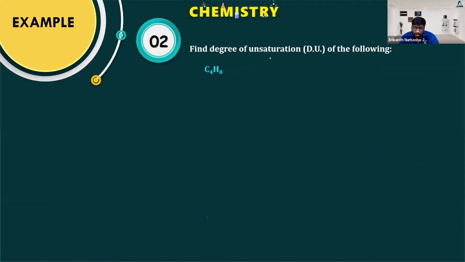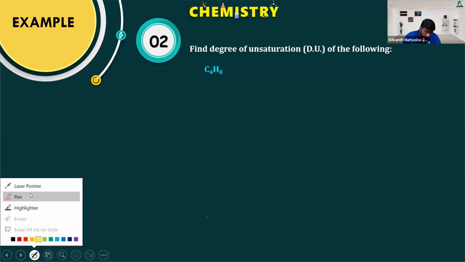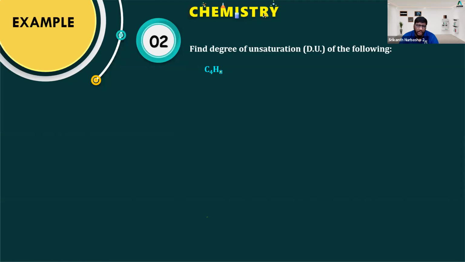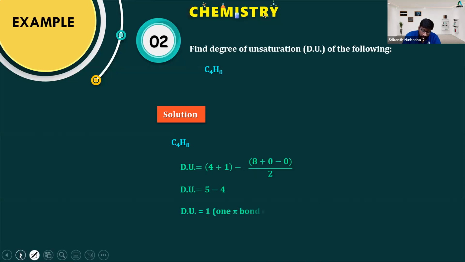Try to solve with the degree of unsaturation, or double bond equivalent, or index of hydrogen deficiency, for C4H8. Try to figure out using the same formula. C4H8 means you will immediately get an idea that it can be a cycloalkane, or you are going to have an alkene system, right? Number of carbons 4. 4 plus 1 minus 8 hydrogens plus no halogens, no nitrogens, divided by 2. So 5 minus 4, that will be 1. Degree of unsaturation is going to be 1. So 1 pi bond or 1 ring, that is a possibility.